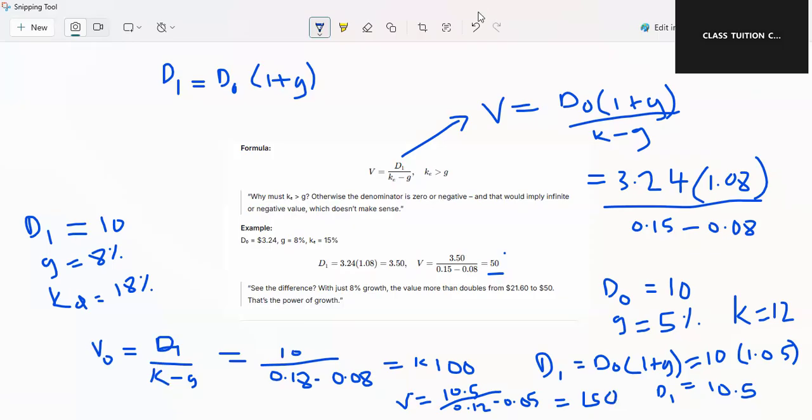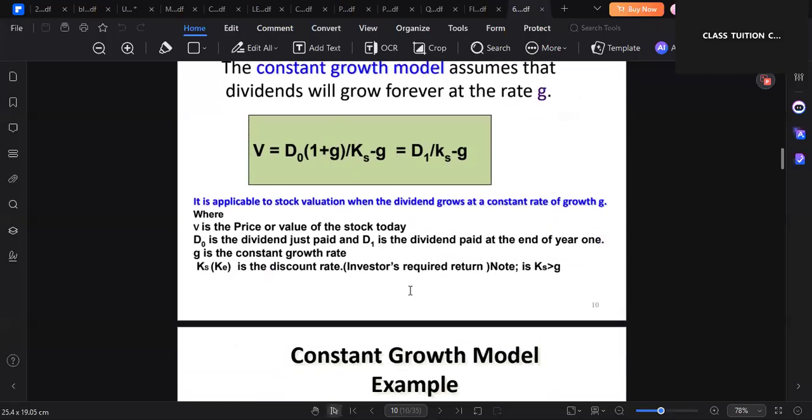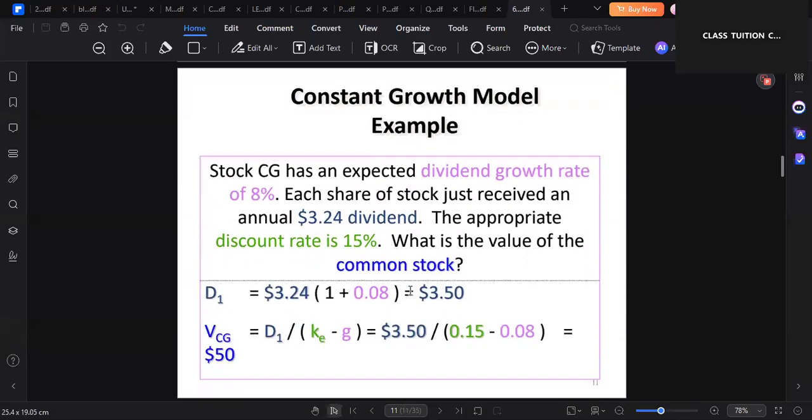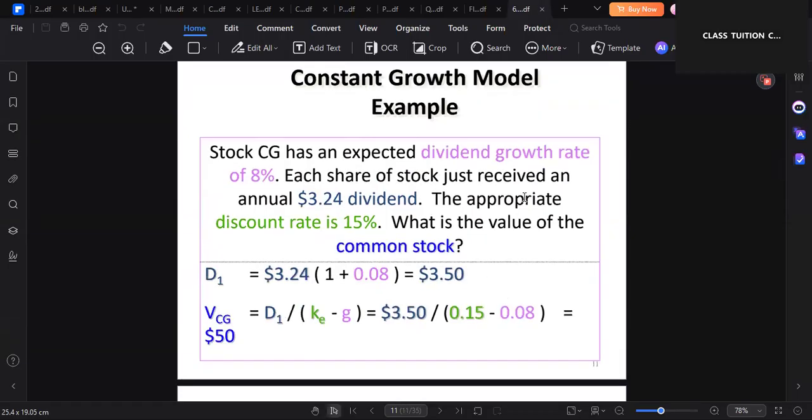So there's nothing really complicated here. I'm just taking it step by step, understanding how the valuation of these stocks can be done. So when you hear in word form that a dividend was just declared or just received, just know that is D0. So common stock with constant growth has experienced dividend growth of 8%. So here our G is what? 8%. Each share has just received an annual dividend of 3.24, and the appropriate discount rate is 15%. What's the value of stock?